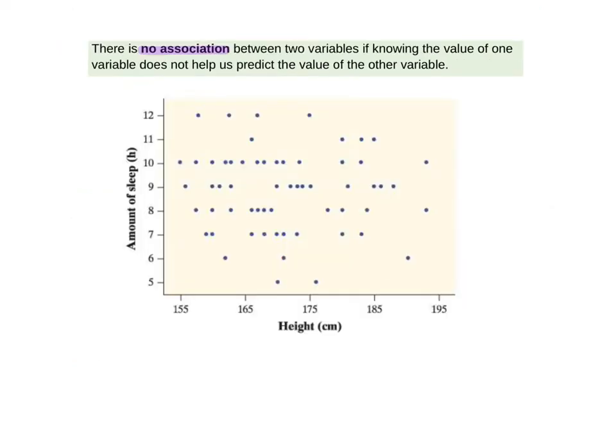And of course, when you don't have a positive or a negative association, you've got no association. So that happens between 2 variables when knowing the value of one doesn't help you predict the value of the other. So this is a good example of no association, where you can't really make any conclusions one way or the other.